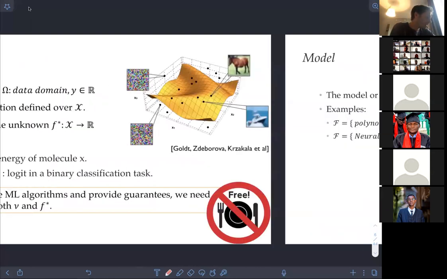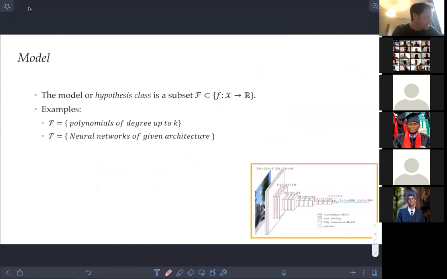Okay, the second ingredient is the model. The model has many synonyms. You may have heard it called the hypothesis class, or function approximation if you are thinking in the context of reinforcement learning. This is really just a subset of functions, mappings that go from the input space, capital X, to the target space, which I'm simplifying here so that we are just predicting real numbers.